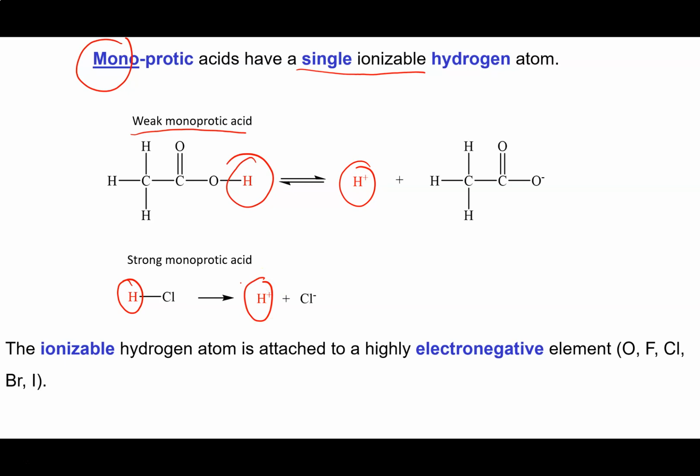So even if the molecule, like acetic acid, has multiple hydrogen atoms in it, there's only one that is actually lost. So something to keep in mind is that if a molecule does have multiple protons, the ones that are most likely to be ionizable are those that are attached to highly electronegative elements, most commonly oxygen or a halogen.